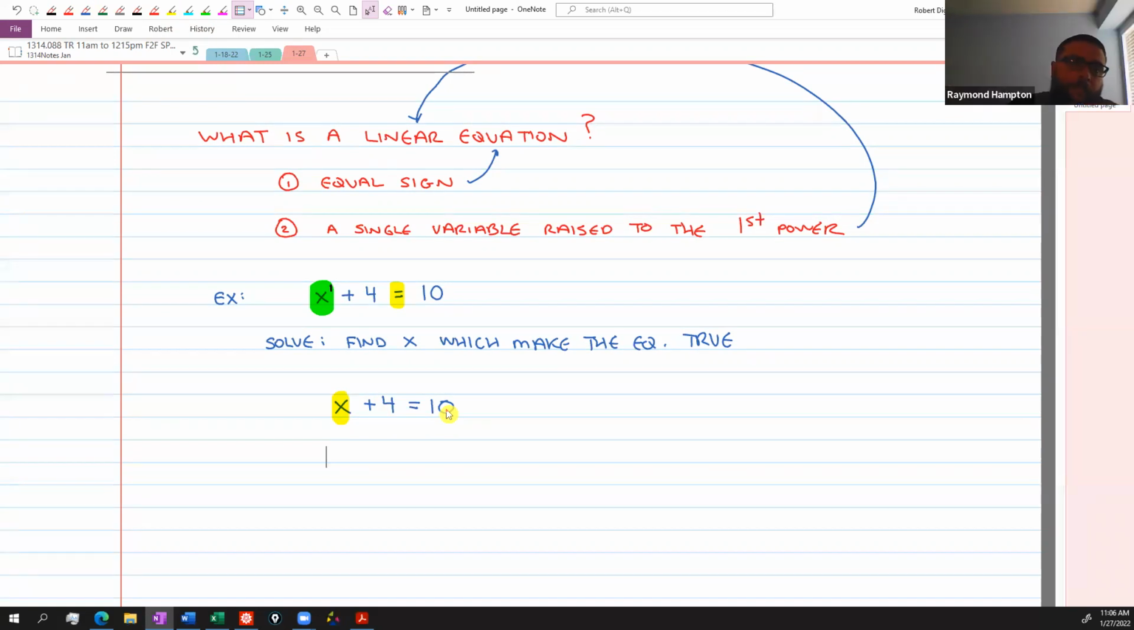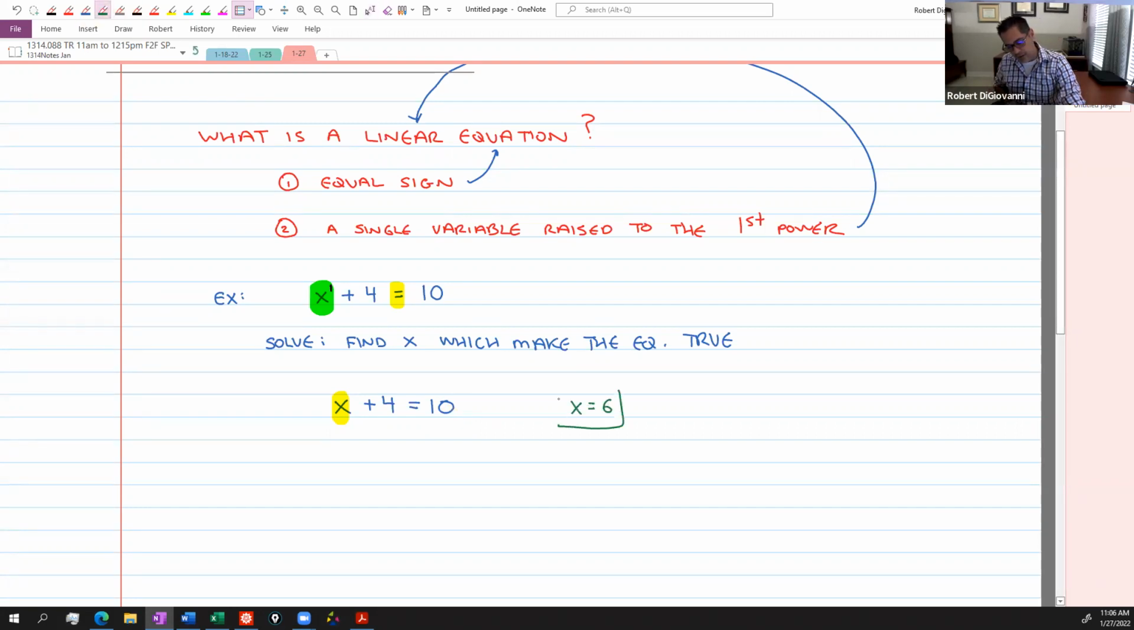6, right? So that's something we could solve just visually, just by looking, and say, oh yeah, x is 6. Sure, that makes sense. But what we want is a procedure or a set of steps that allows us to solve a linear equation if it's not so easy to do.